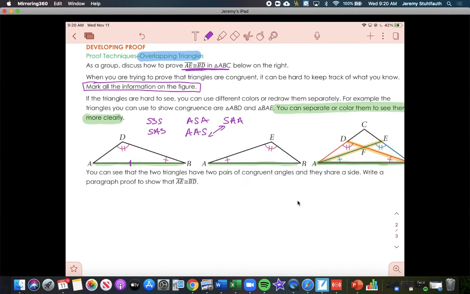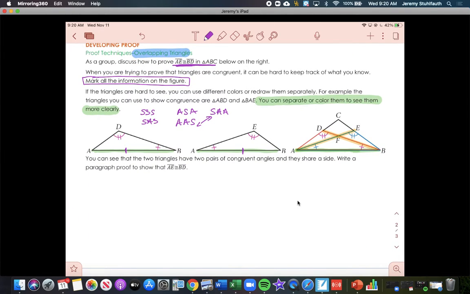So side AB is congruent to side AB. Now take a look at what we have. We see that angle E is congruent to angle D. We know that angle A is congruent to angle B. And we know that side AB is congruent to side AB.